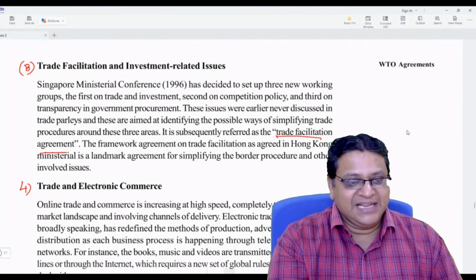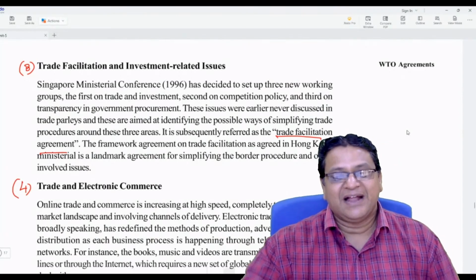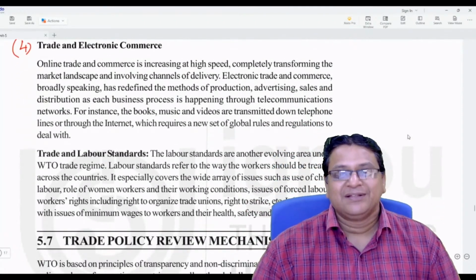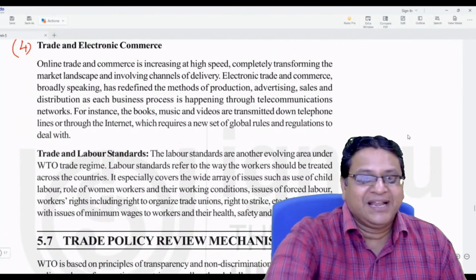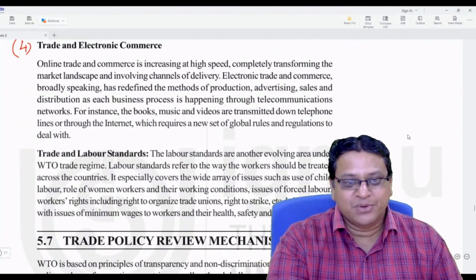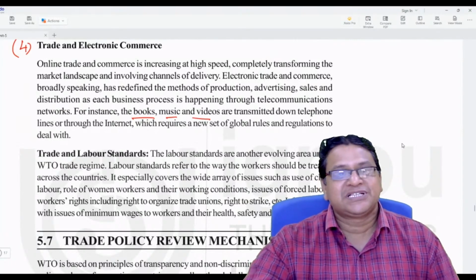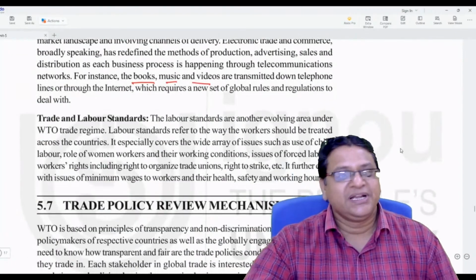Next, trade and electronic commerce. Nowadays, most of the commerce or trade is made electronically, where the payment is made electronically. So many products are bought and sold online, like books, music, videos. How rules and regulations for international trade of this electronic commerce will be made is a burgeoning issue in WTO.